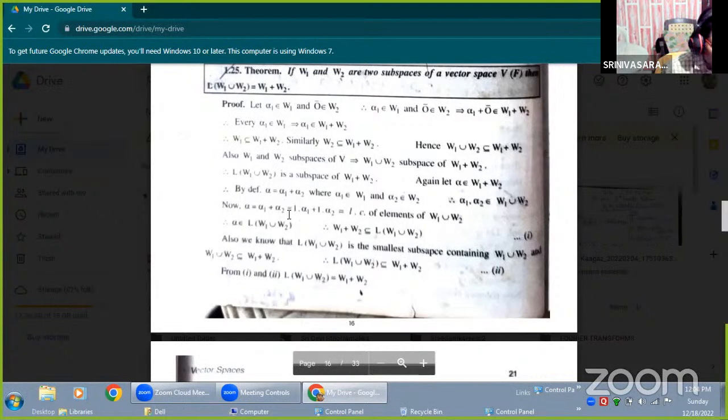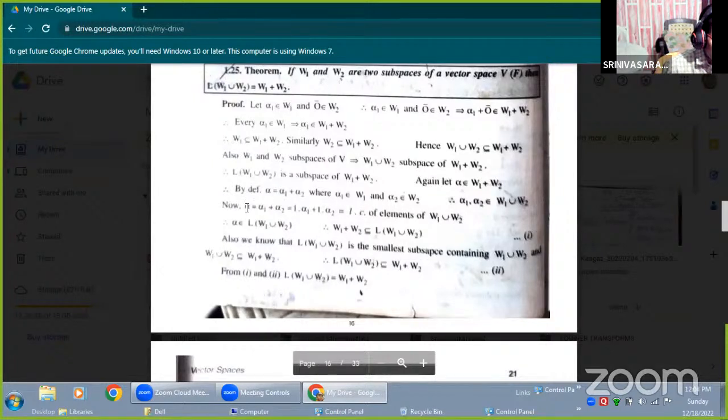So just observe here. This is a linear combination of the form a alpha plus b beta. Now a1 alpha 1 plus a2 alpha 2 is a linear combination, equivalent to one of the vectors. So this is a linear combination of elements of W1 union W2.